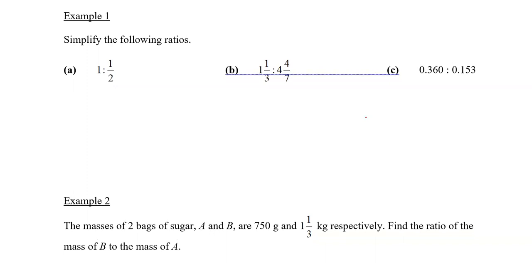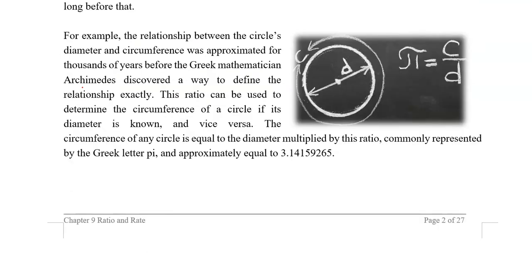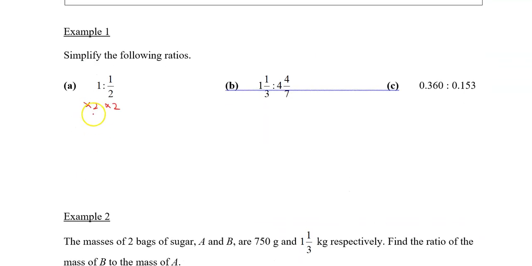For the first example, 1 is to half. If we simplify it, we have to multiply by 2 on both sides, so it will become 2 is to 1. For the next example, 1 and 1/3 is 4 over 3.